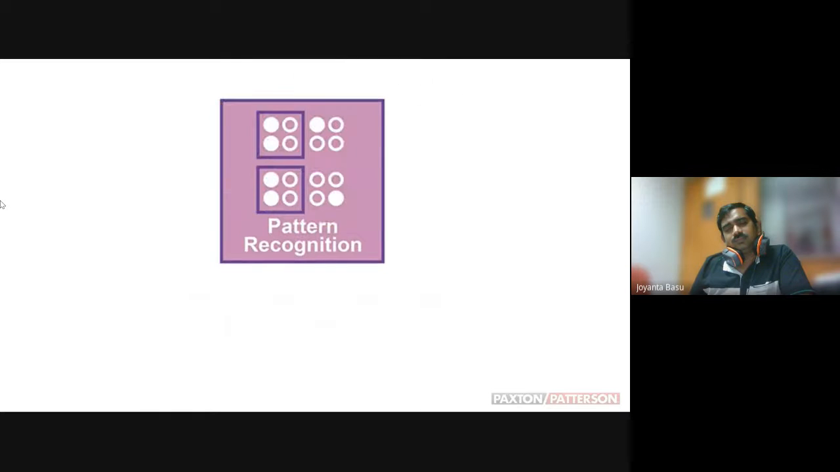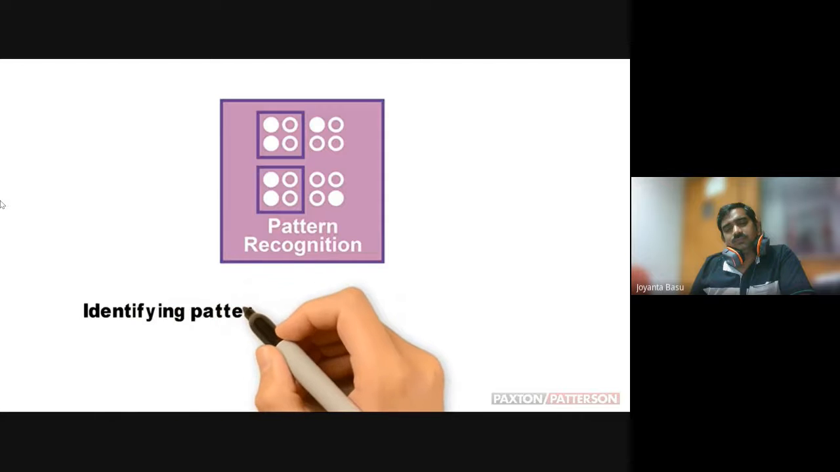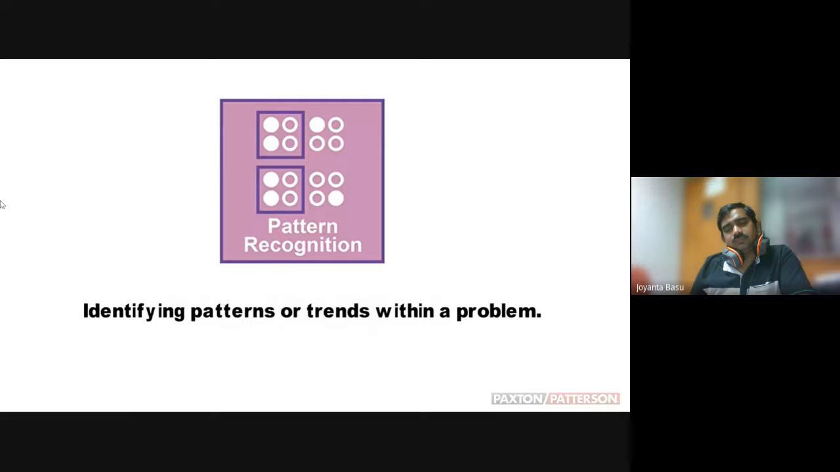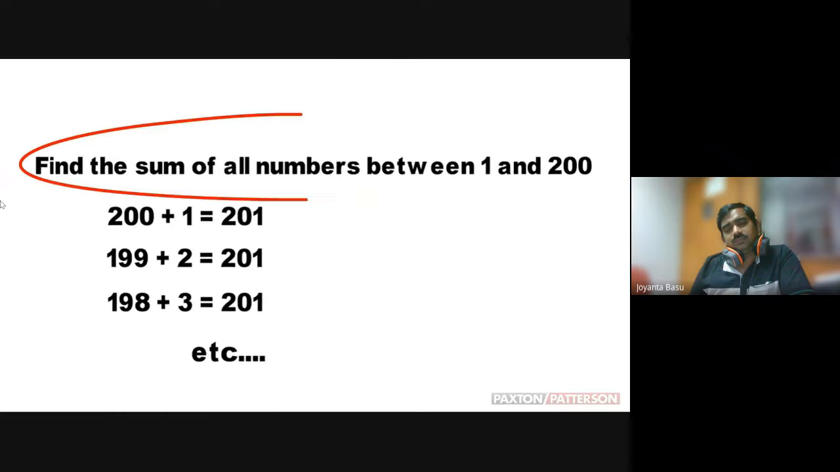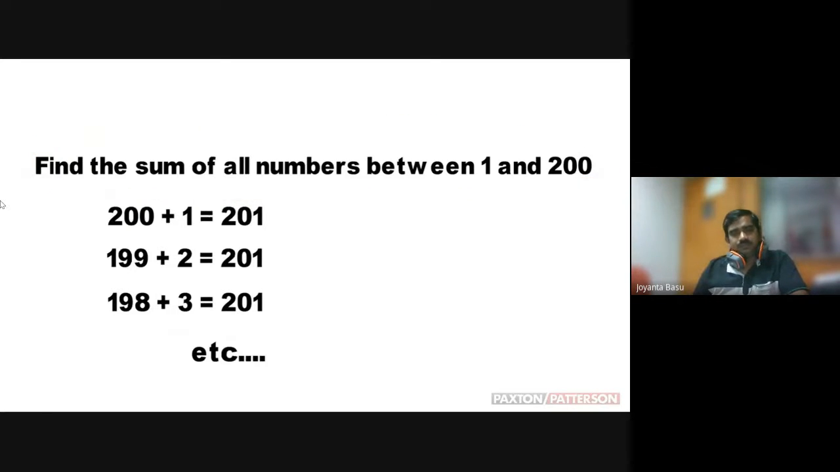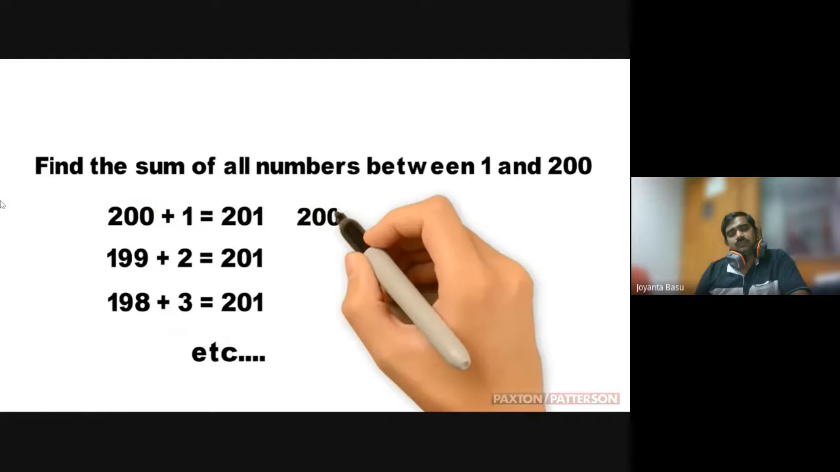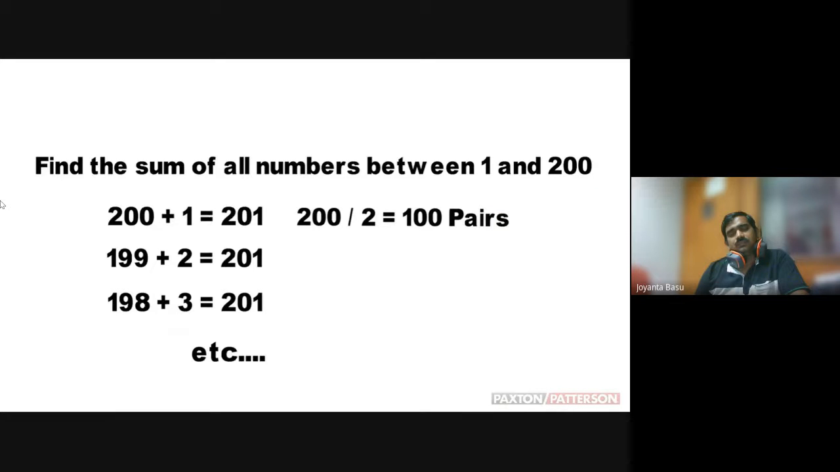Step 2 of the computational thinking process is pattern recognition. Identifying patterns or trends within a problem. Let's return to the problem we started in step 1. Find the sum of all numbers between 1 and 200. What pattern do we see here? If we take the sum of the high number and the low number, we get 201. And all the other pairs have the same sum. We need to figure out how many times the 201 pattern repeats. You could count all the pairs, which would take a long time, or take the high number and just divide it by 2. 200 divided by 2 equals 100 pairs. If the sum of each pair is 201 and we have 100 pairs, we can now determine the sum of all numbers between 1 and 200.